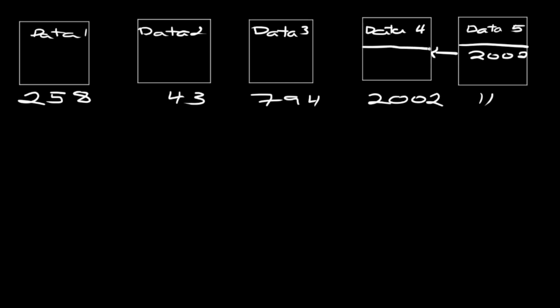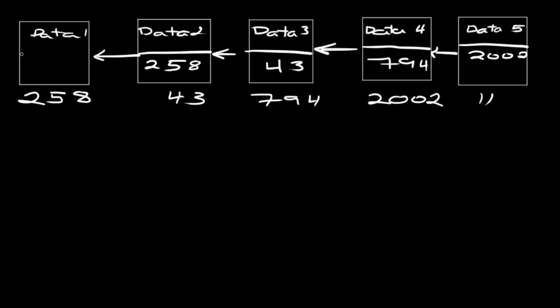And I can do the same thing in my spot for 2002. Maybe I'll put a pointer for 794. So that means now that this data has a pointer going towards the data in spot 794. And we can continue this chain to connect everything as we go, right? So we got 43. And maybe I don't have a pointer in this piece of data here. So this is what we call a linked list, because all of our data is linked from one to the next using the pointers, right?